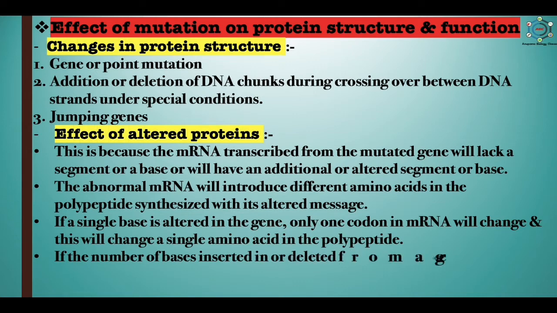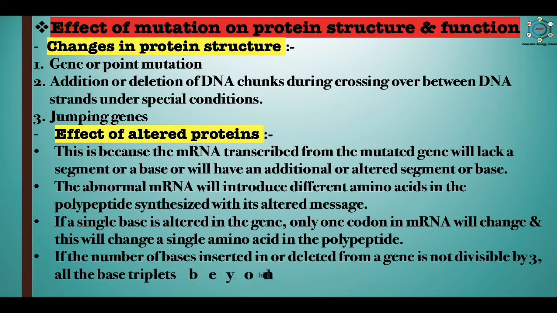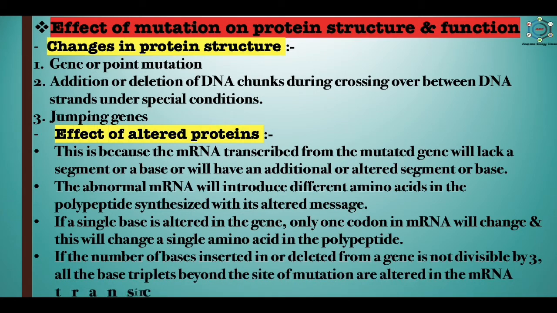If the number of bases inserted in or deleted from a gene is not divisible by 3, all the base triplets beyond the site of mutation are altered in the mRNA transcribed from it. This will result in the formation of an entirely new polypeptide, and this is called frame-shift mutation. Mutation may change a normal codon to a nonsense codon. If so, protein synthesis will stop at this codon and an incomplete polypeptide will be formed.